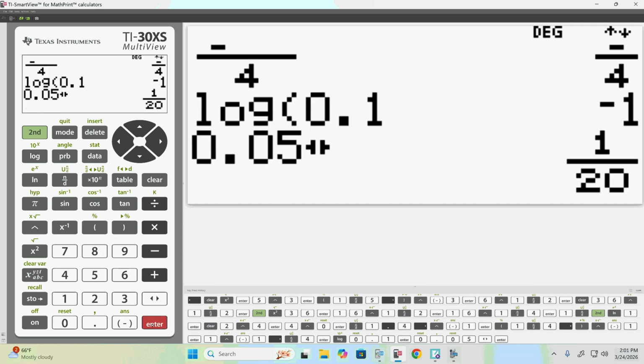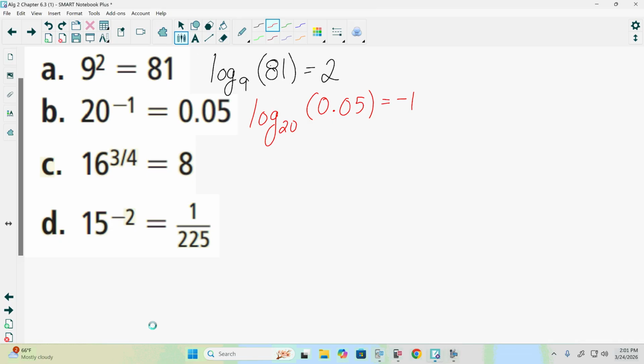Well, 0.05 as a fraction is 1/20th, 1 over 20. So 20 to the -1st power, we'd have to move it from the top of the fraction to the bottom, so it is 1/20th. That's all it's saying. We put it to the -1st power, which took it from the numerator to the denominator. So sometimes it's easier to see some of those if they give it to us as a fraction.